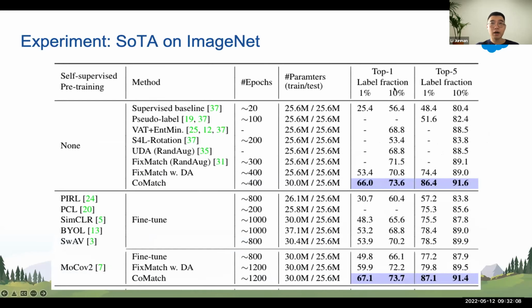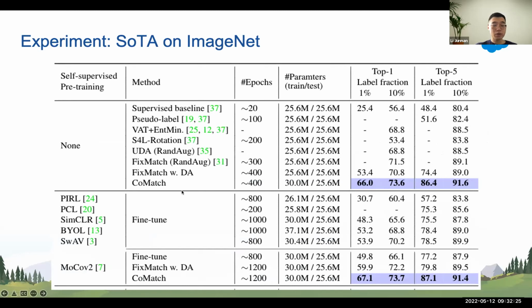And the same on ImageNet, where we perform this experiment with either 10% of labels or 1% of labels, and we can observe quite a big improvement compared to FixMatch.